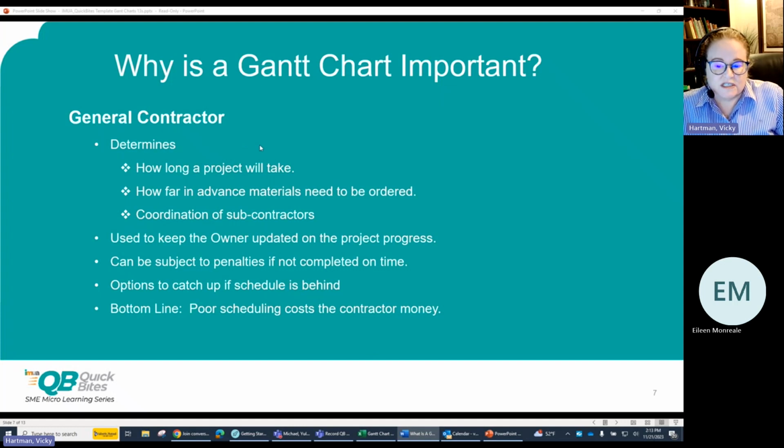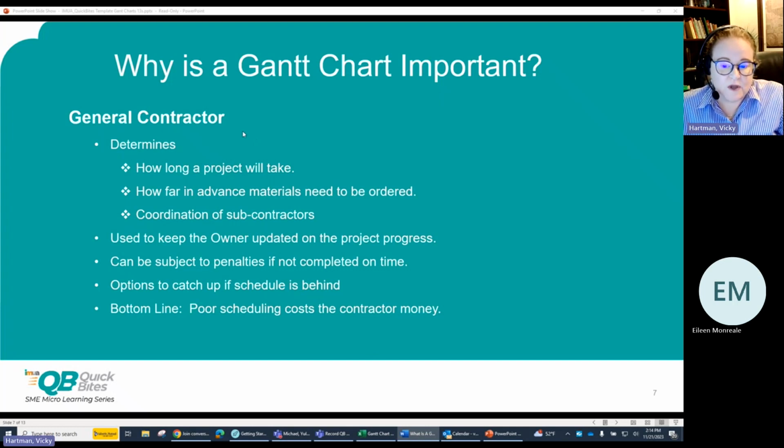The GC also uses the schedule to coordinate subcontractors and when they need to show up to perform the work. This is based on the dependencies of what tasks need to be completed before the next one can start. For example, the foundation needs to be built before the walls can be put up, and the plumbing and electric can't be installed until the walls are framed.